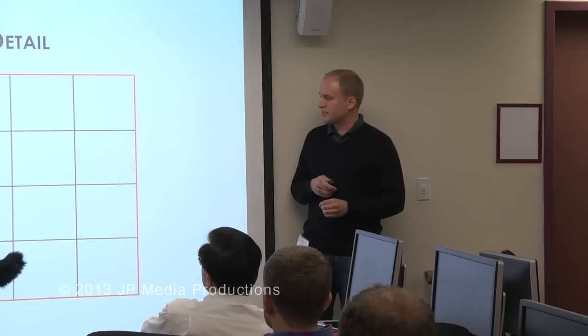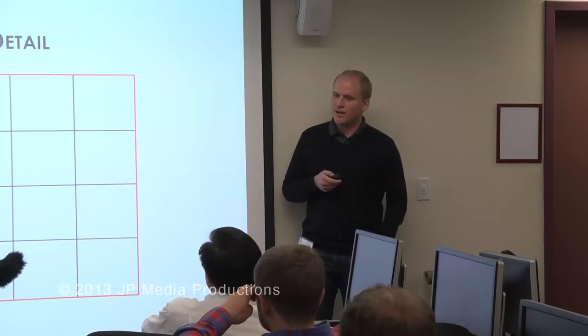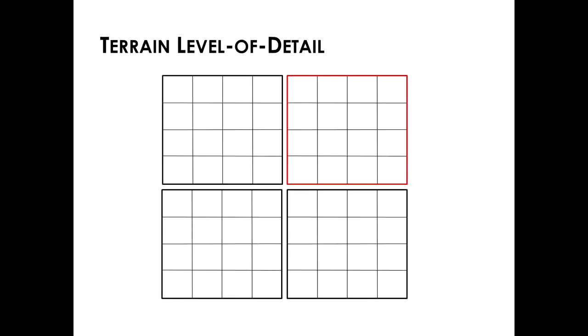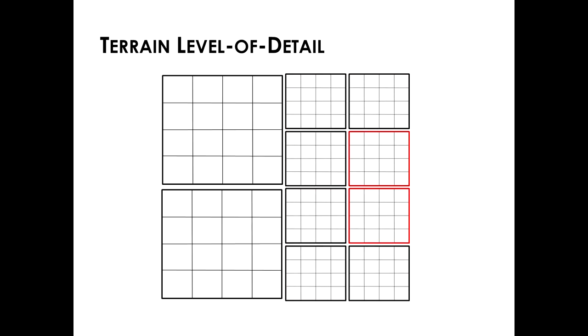So the way this works is you want to establish a gradient of geometric resolution. And the way that's done is you start with a bunch of grids. You choose one, you subdivide it into 4 equal resolution grids, and you keep repeating that process until you have the desired resolution gradient. You use a screen space pixel error metric to achieve this.